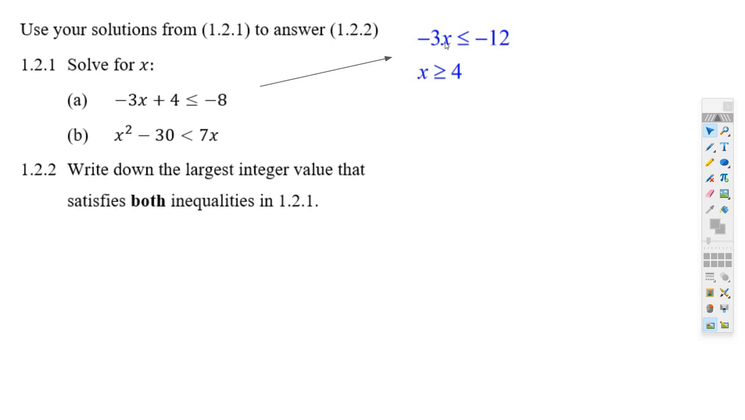Well, there it is. I subtracted 4, I divided by negative 3, and then you change the direction of the inequality. Instead of less than, x is greater than 4. And there you go. That's the first one solved.